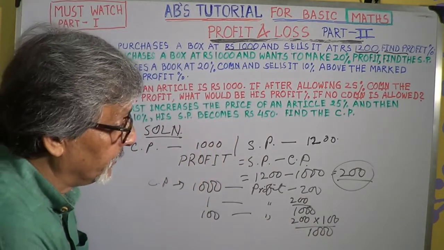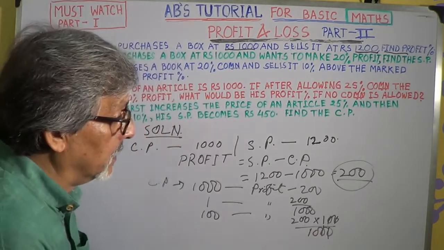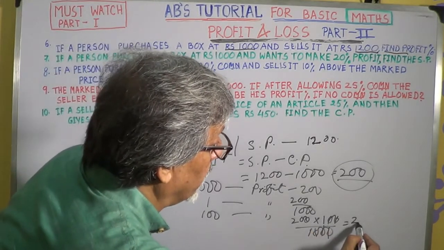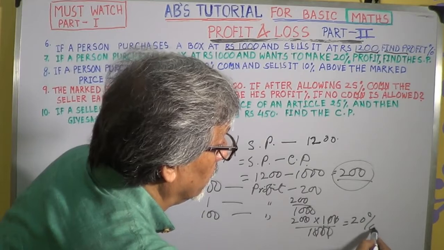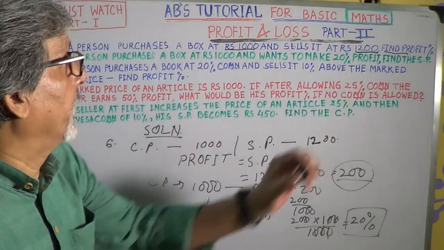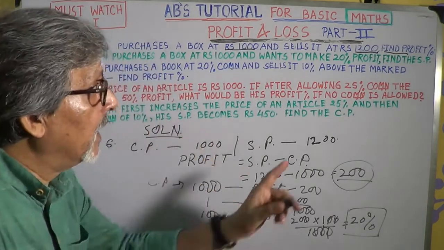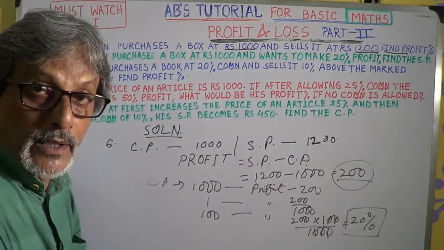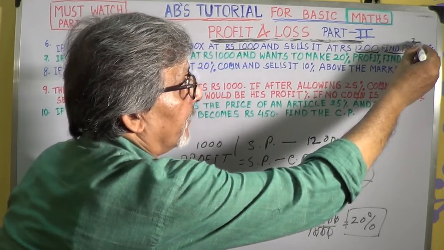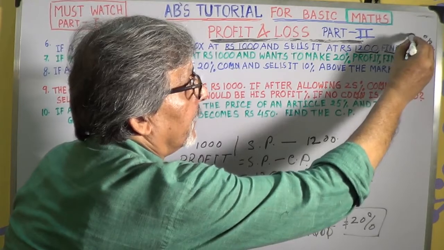Okay. So these cancel, and this cancels this. So 20%. 20% is the percentage of profit the person has made. The person has made 20% profit. So here the answer will be 20%.